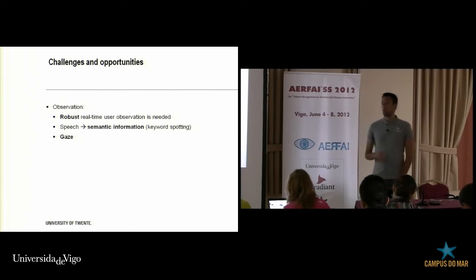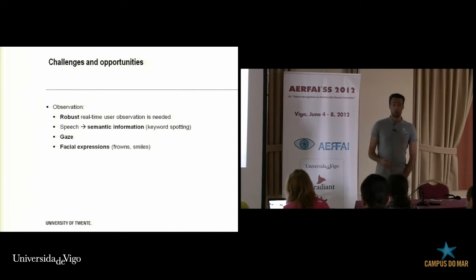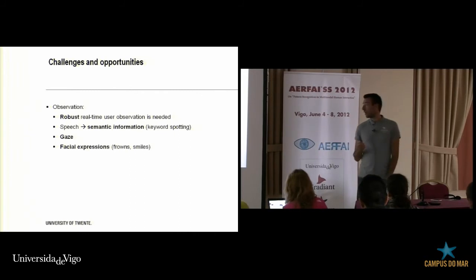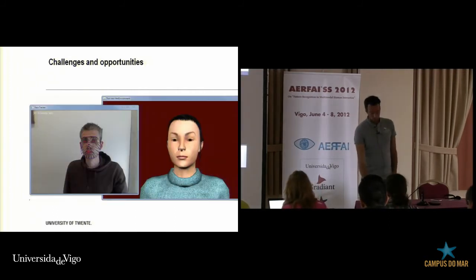Also, we want to include gaze. In our online observation, we did not include gaze because we could not track it robustly, but probably with some computer vision methods we might. We also want to look at facial expressions, and I will show you that we are doing this right now. We want to look at frowns and smiles, because they can be seen as back channels, but also might cue back channels. And also body pose, body movement, gestures. All these things might be informative, and they should also be used in the observation of the speaker.